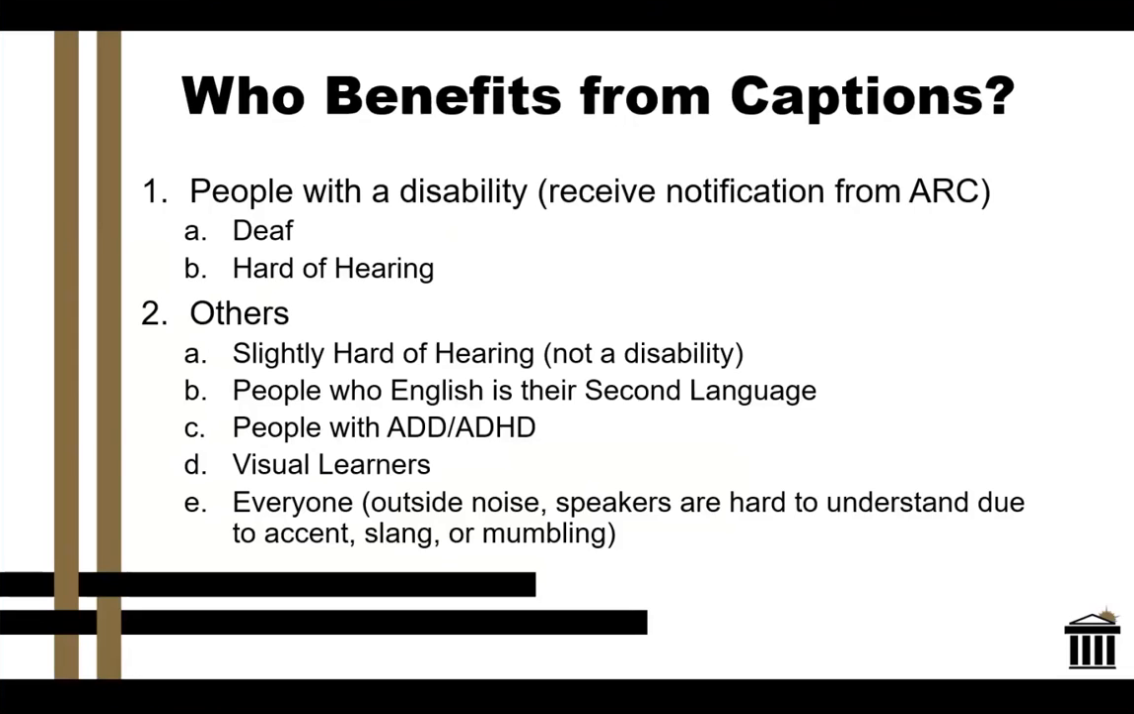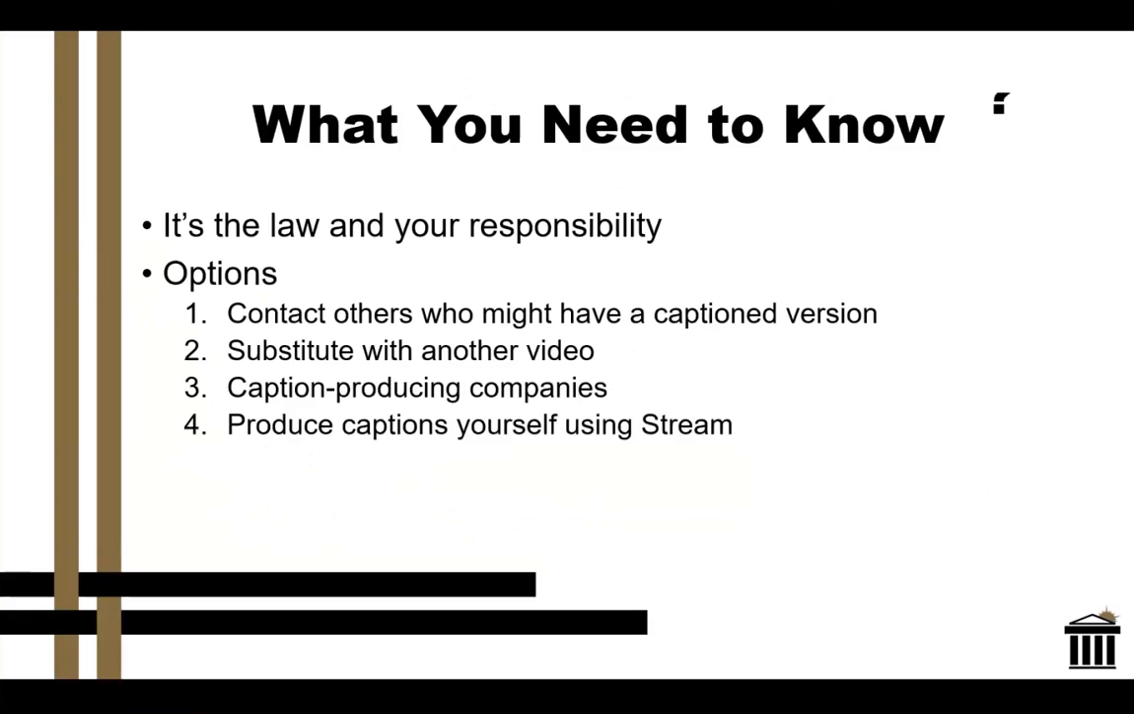So it's very important to have those captions turned on at all times, even if you know that there's not anybody in your class who has a hearing impairment, because it'll help other people in the class. So what exactly do you need to know? We need to know that we need to comply with the law, first of all.